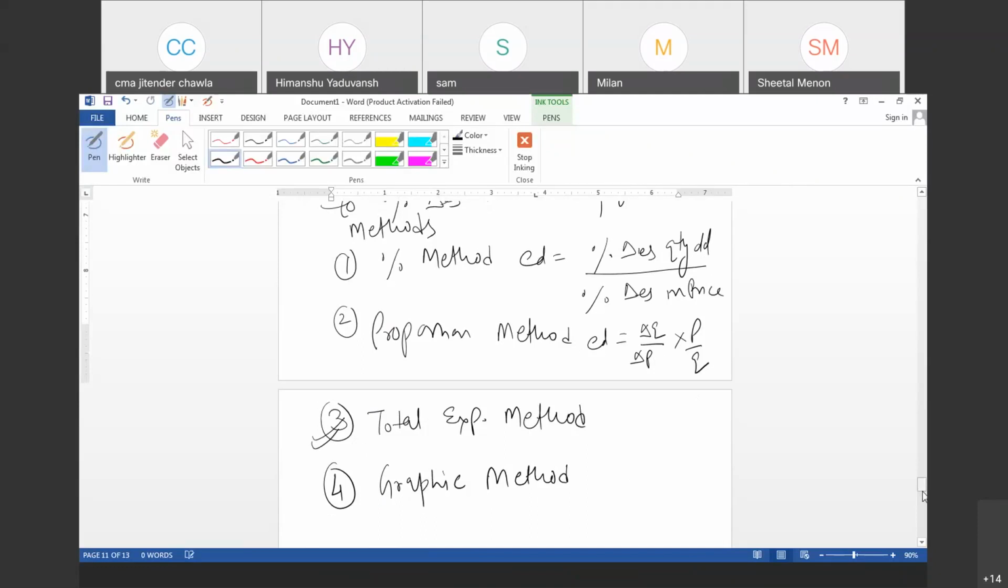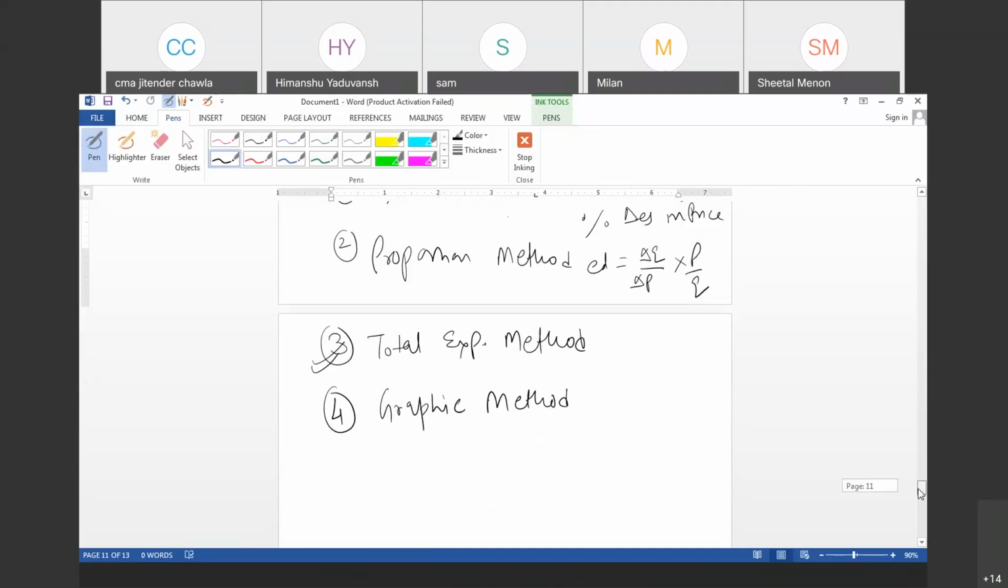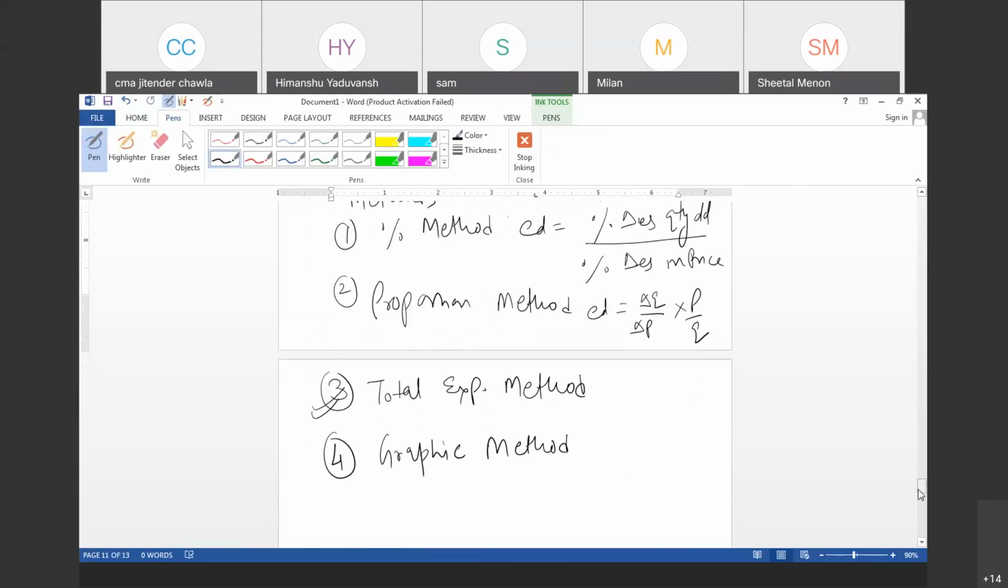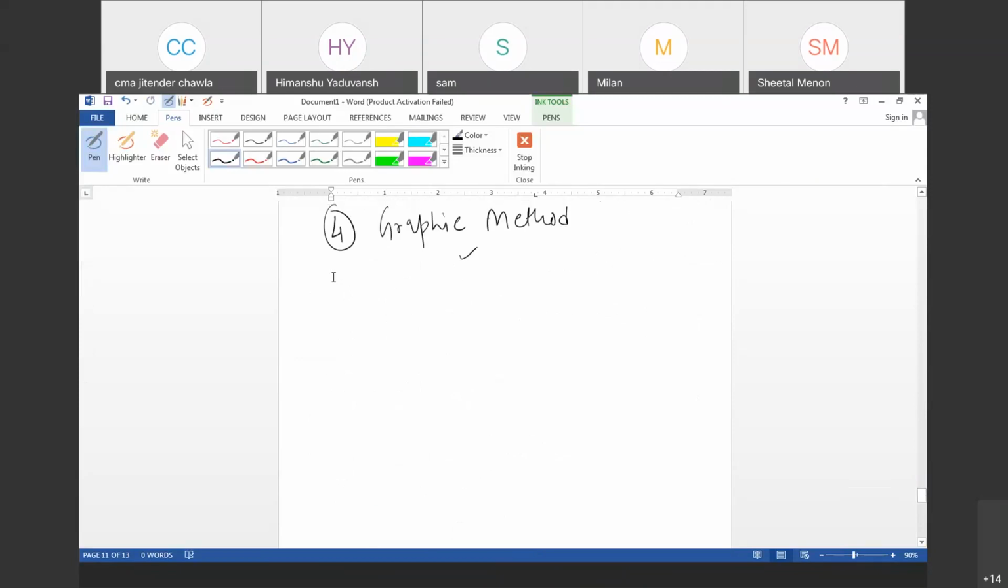So I'm starting with the first one. Yes, the art method is also there, I'm coming to it, no issue. First I'm taking the percentage method and the proportional method.